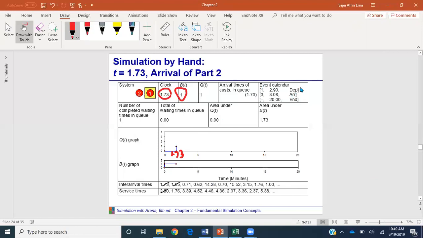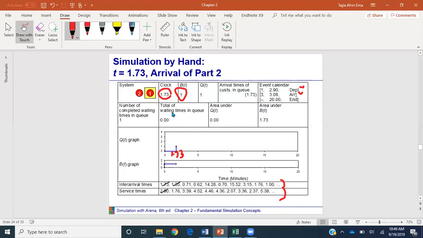Next, what is our next event? Departure of part 1 and arrival of part 3. Where is it getting this information? From the collected data. All right, it always keeps track of at max 3 events. Number of parts completed the queue is 1. Total waiting time in the queue is 0 because there is no area under this graph.